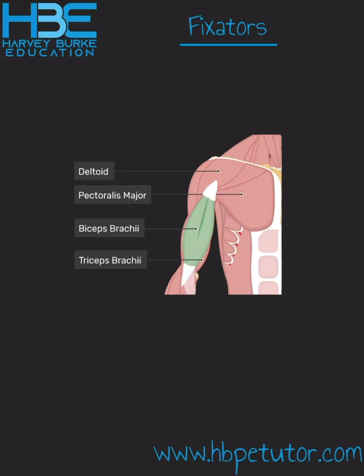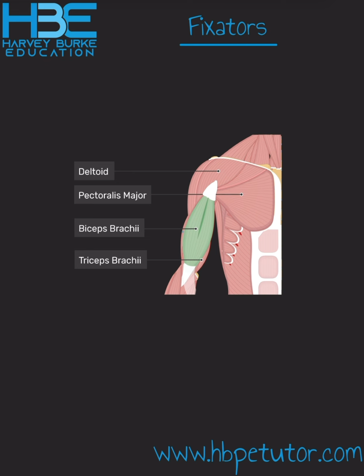Hi everyone, so today we're going to run through how to work out the fixator for a specific agonist. For OCR, they can ask you to not only define what a fixator is, but also specific fixators. A fixator muscle is one that isometrically contracts to stabilize the origin of the agonist.